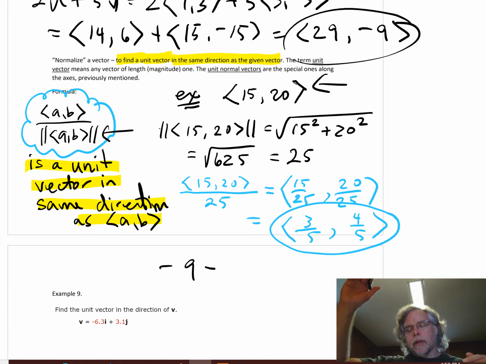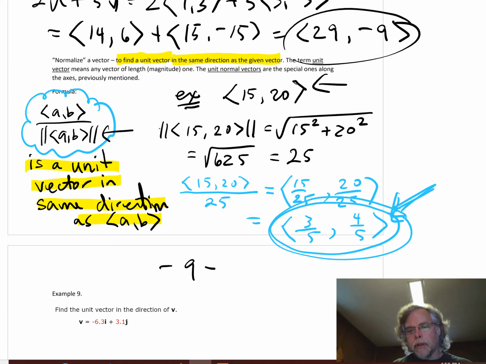So that would be that little blue vector in the diagram from before, where <15, 20> was the big long vector, and to normalize it means plug into this formula and come up with this vector. The blue vector is in the same direction as <15, 20>, the original vector, but the blue vector <3/5, 4/5> has length 1, magnitude 1. So that's all that normalize a vector means.